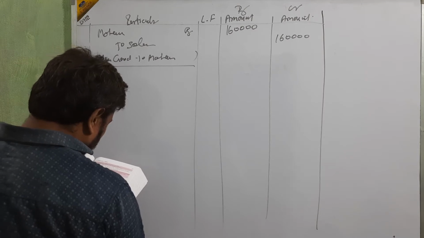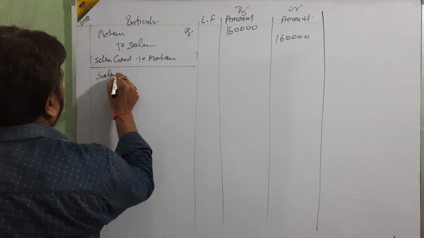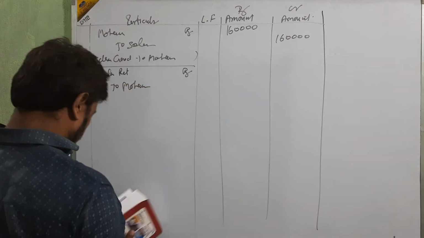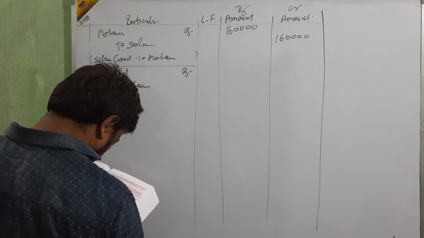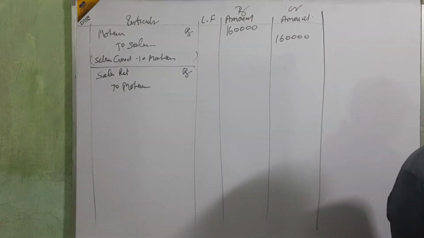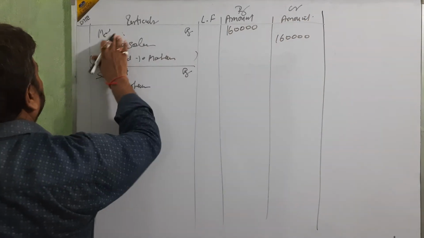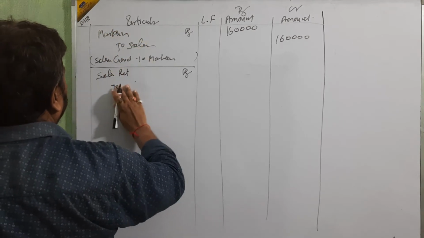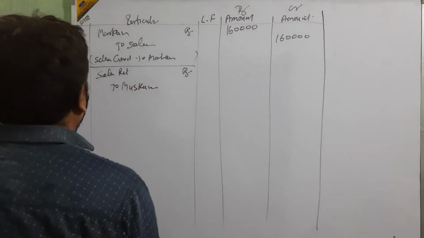Mohan returns goods at the list price of 5,000. Return goods means Sales Return Dr. to Mohan. It's Mohan or Muskan? Let's see. Muskan or Mohan? Muskan. The name is Muskan. Okay, Muskan returned goods.